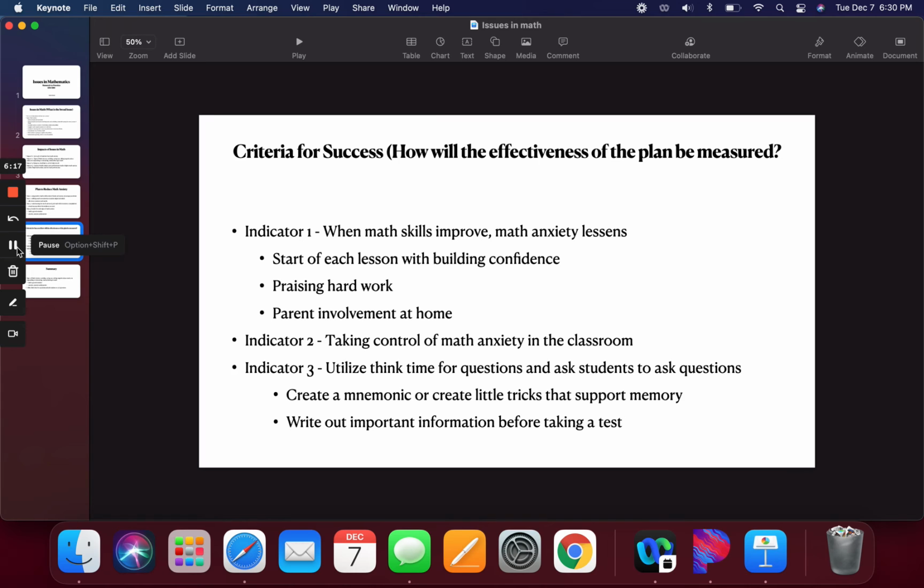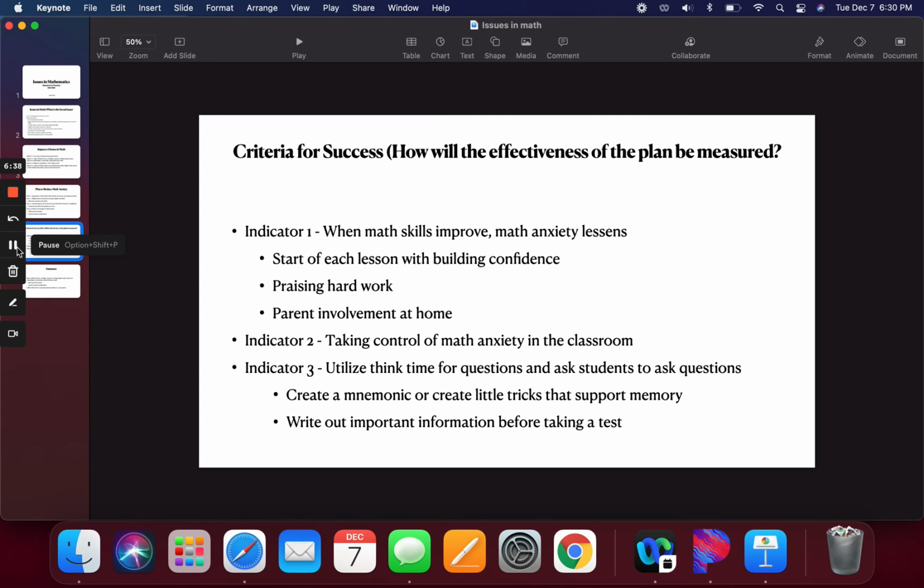Start off each lesson with building confidence. Like I said, use mantras. I think they're really beneficial in the classroom. Praise hard work. Really praise the students who you know have anxiety in math, and really praise their hard work. Parent involvement at home. Being in communication with the parents is a really good thing to help your students.